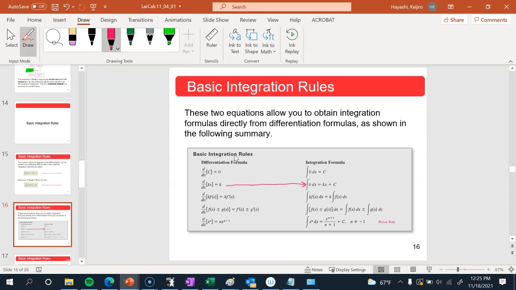You're sort of asking, okay, well, what would have given me a constant as a derivative? Well, that must have been that constant times x. And that's all that is saying. These next two are less important because they're rules that are just sort of in the background.